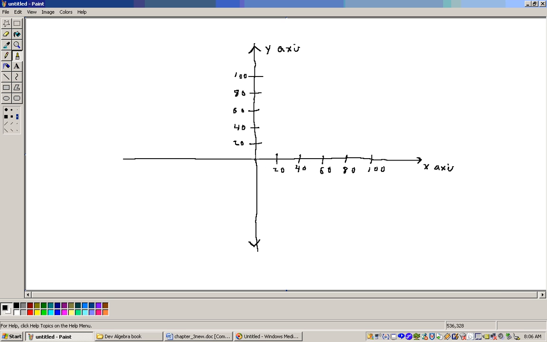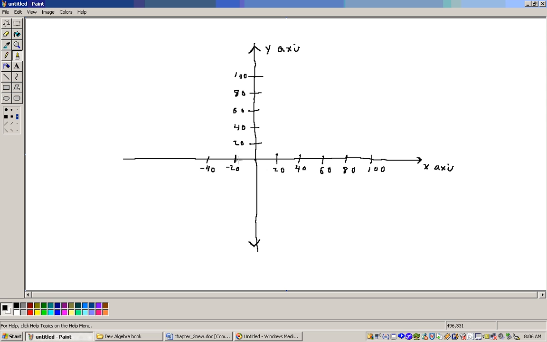Now if I had negative x values, I'd go over here to the left. This would be the point 0, 0 right here. This has an x of 0 and a y value of 0. But I could go to the left and negative 20, negative 40, and so on. A lot of people might label these 1, 2, 3, and so on if you're dealing with smaller numbers. That's just the scale of your graph, how much each little hash mark is worth.